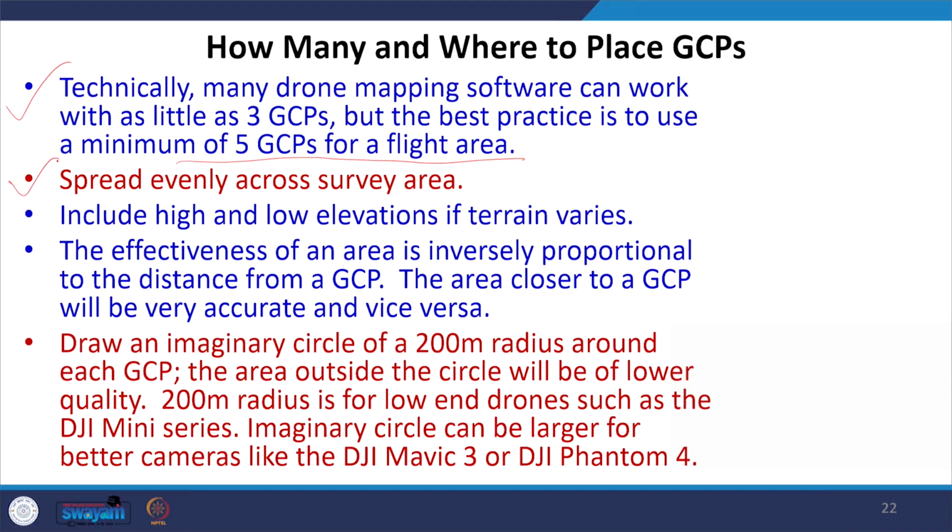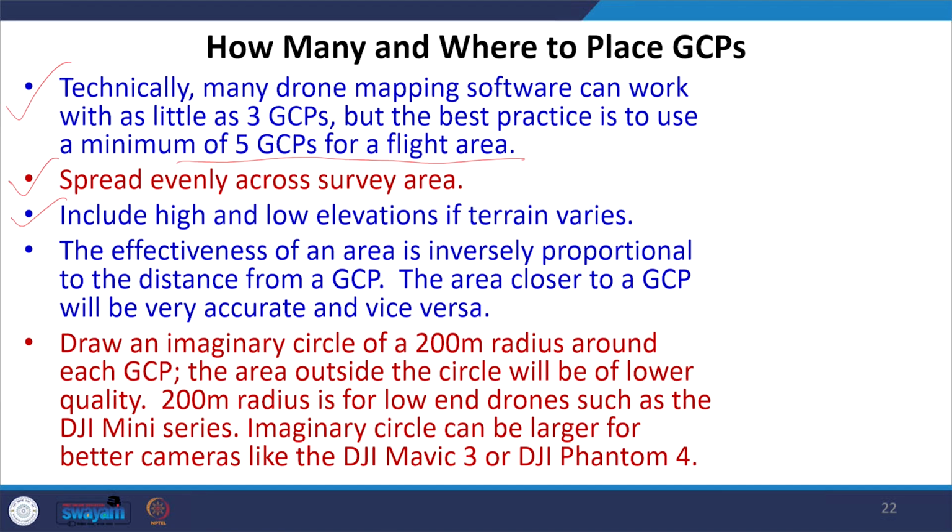They should be spread evenly across the survey area. So they should not be confined to one region only. As I told you, 4 corners and 1 in the middle is a way of covering the whole region. You have to include high and low elevations if the terrain varies. If there is a great height variation, then you have to select some points on the higher elevation and some points on the lower elevation side.